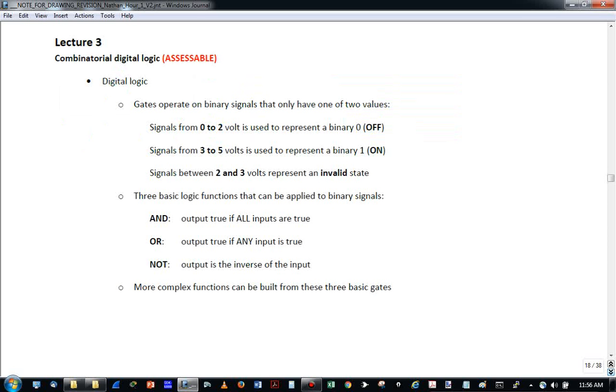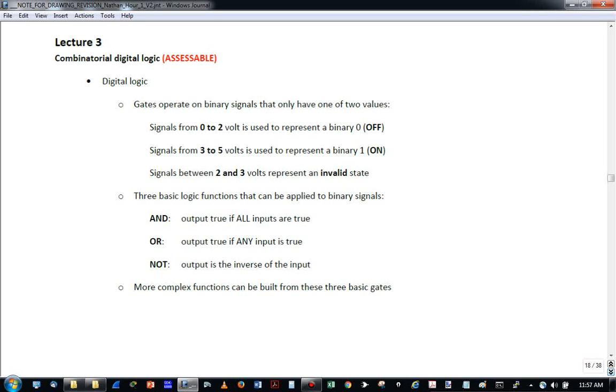Moved on to lecture 3, which was to do with combinatorial digital logic and also the sequential logic. We talked about different logic gates: AND, OR, NOT, NAND, NOR, and XOR. We also looked at the signals that you have, which will be represented in volts. 0 to 2 volts could be a binary 0, 3 to 5 volts could be a binary 1, and anything between 2 and 3 volts is an intermediate state, so it's an invalid state, which means you're transitioning from one state to another, so from a 0 to a 1, for example.